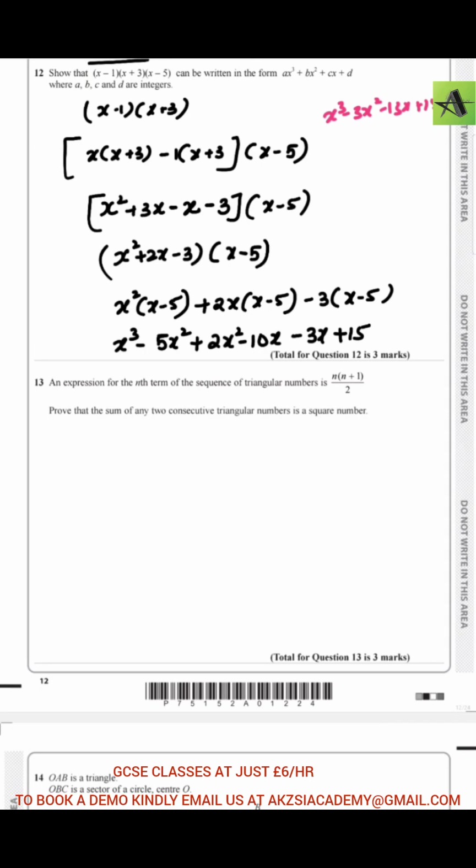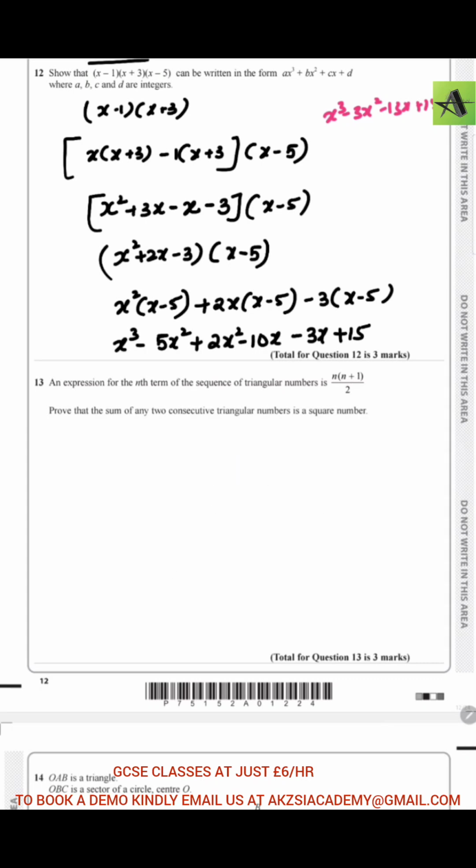Let me show you an expression for the nth term of the sequence of a triangular number is n times n plus 1 over 2. This is nth term. So don't try to put 1, that will give you first term, 2 that will give you second term. Don't do this.